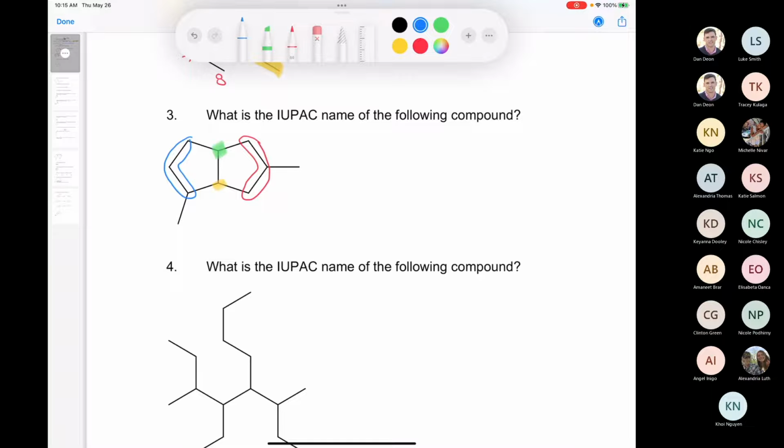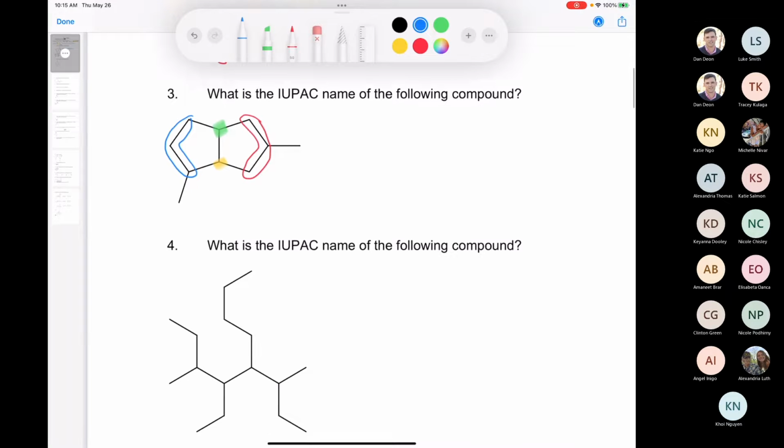We're going to number this starting at either the green or the yellow carbon, and we want to number it in such a way that we give the first substituent the lowest possible number. Could anybody tell me, should I start numbering 1 from the yellow carbon or from the green carbon? Would my number 1 be on the green or the yellow carbon?